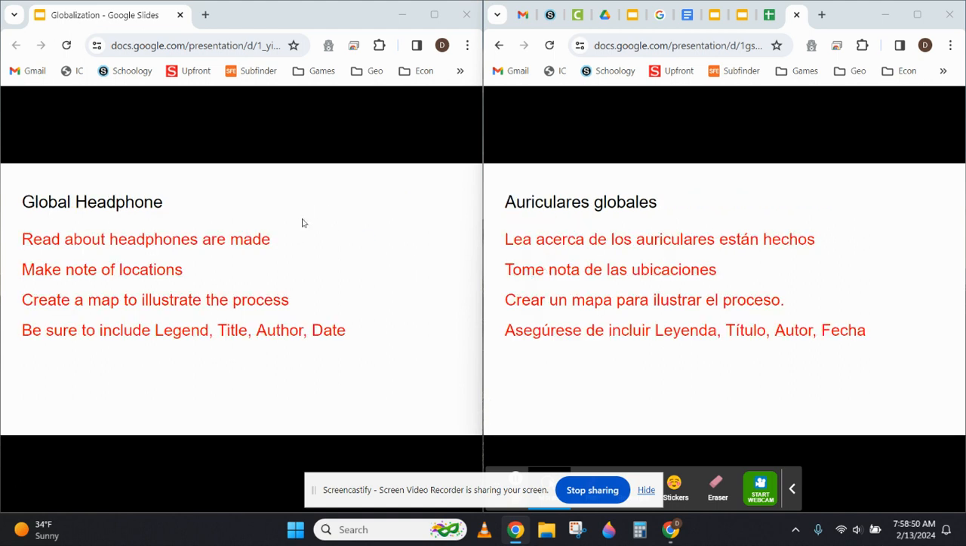For your activity today, you're going to be reading about how headphones are made. So anytime you see a location, I want you to make note of it, highlight it, or underline it. Your goal today is to create a map that shows how these products are being made, where resources come from, where they're being produced, where they're being sold, and then answer some questions about it.